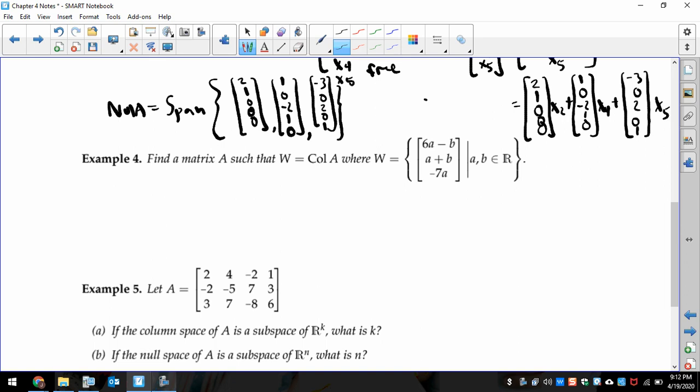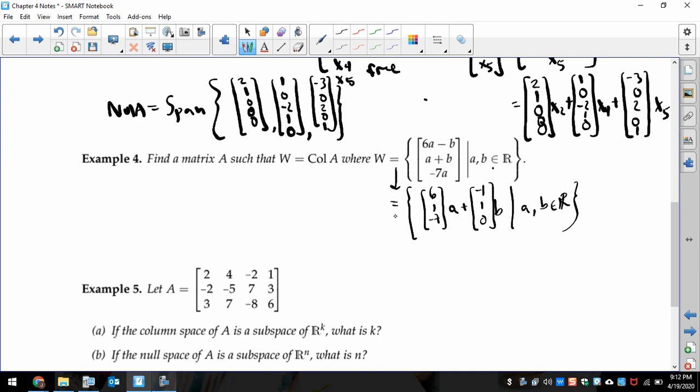Well, let's partition it. So let's just continue the equals downward here like this. We'll say W is the set, let's break it up, partition it with a times 6, 1, negative 7, just like we did above. And then let's break it up according to b, so b times negative 1, 1, 0, so that a and b are real numbers.